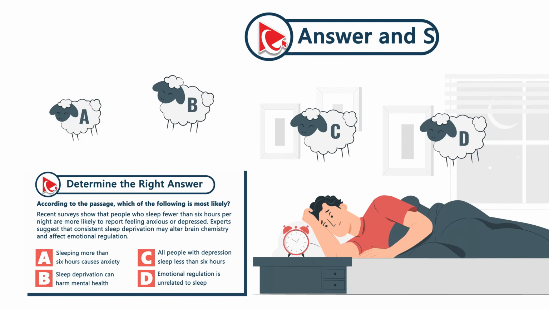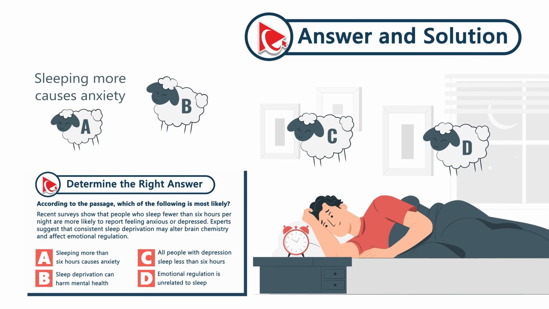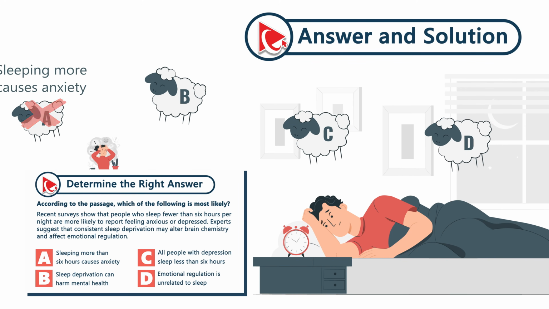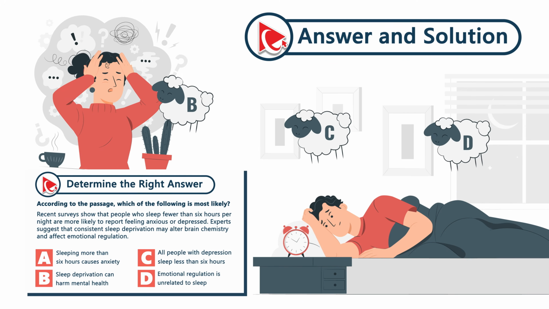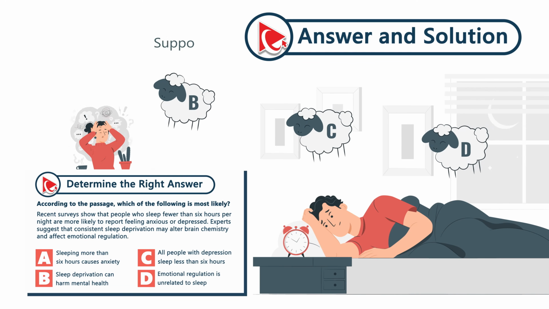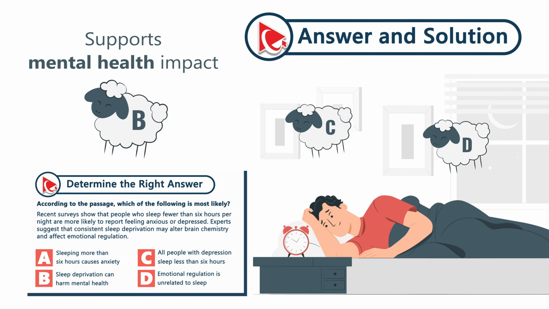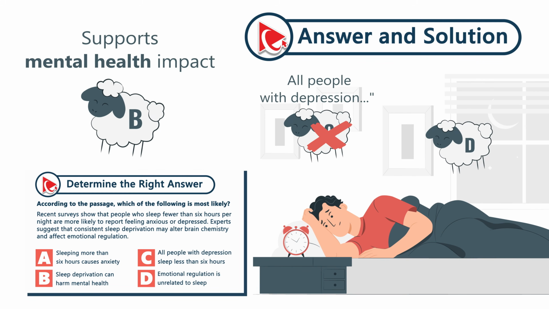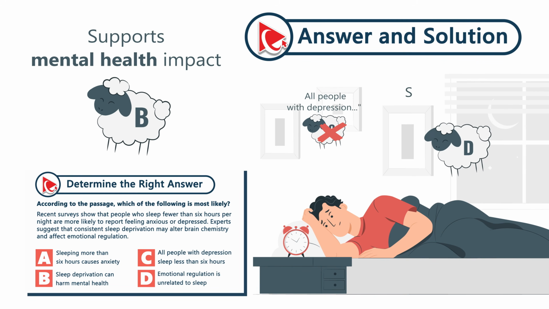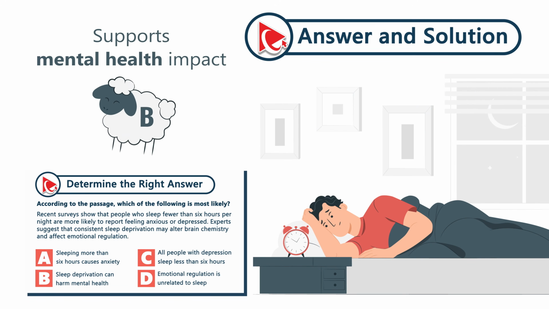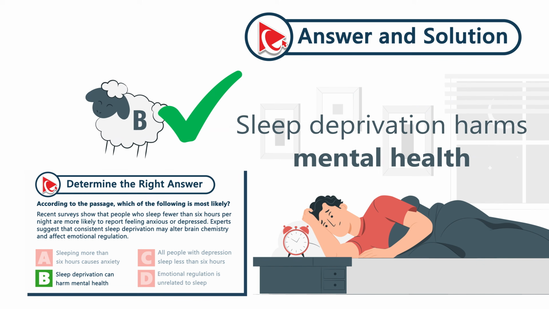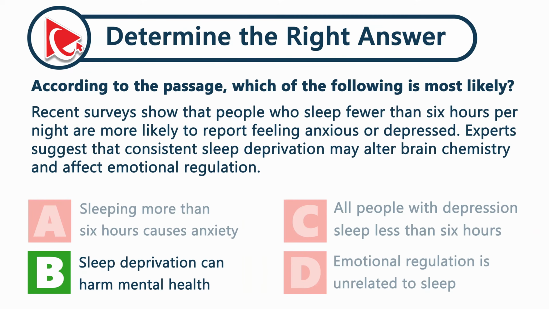To get to the answer, let's work through this logically. This passage does not say sleeping more causes anxiety, so A is out. It says people who sleep less tend to report anxiety and depression, and that sleep loss might alter brain chemistry and emotional control. That supports mental health impact, making B strong. C goes too far. All people is an exaggeration not supported by the passage. D contradicts the text. It clearly connects emotional regulation with sleep. So the best answer? Choice B, sleep deprivation can harm mental health. It is directly supported by the facts in the passage. Always remember, reading comprehension is all about evidence, not assumptions.